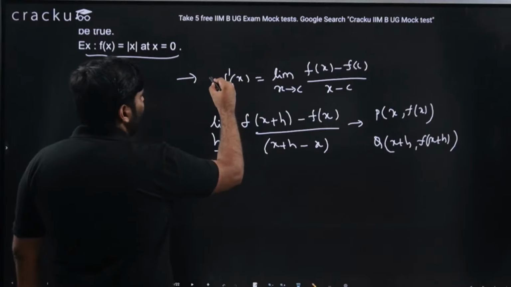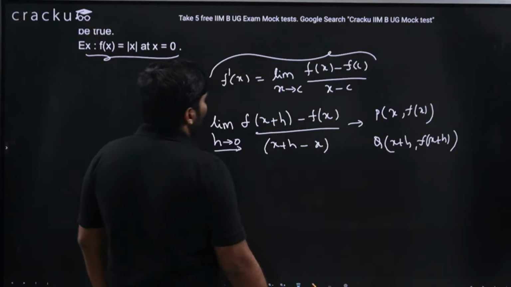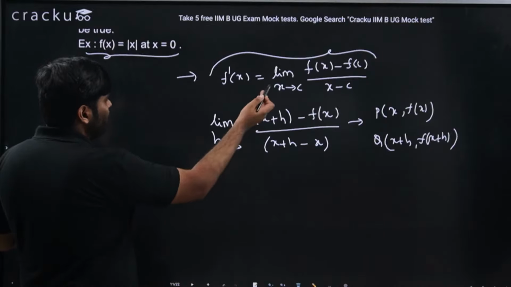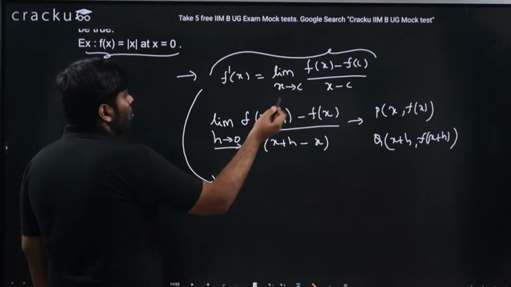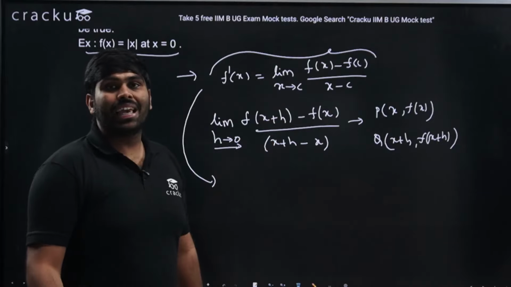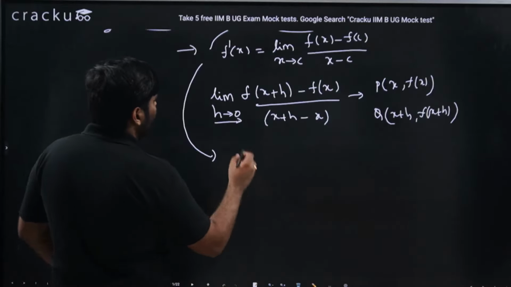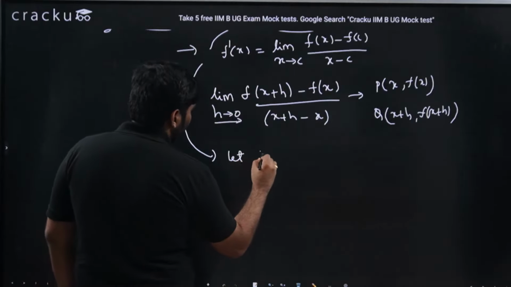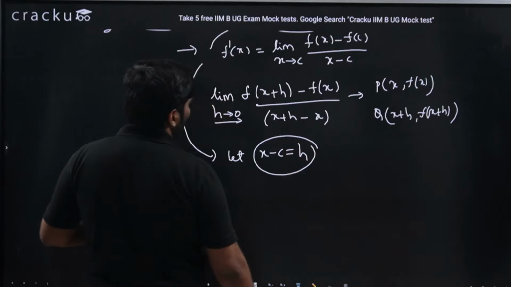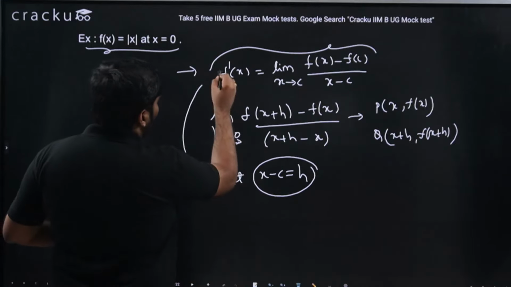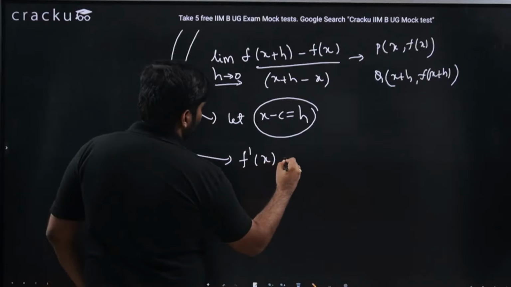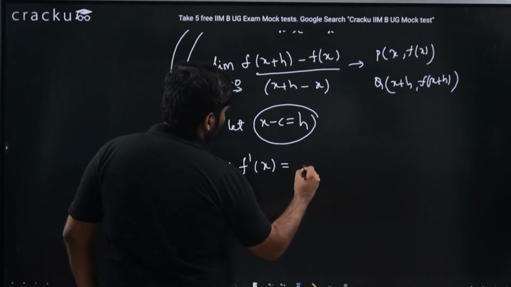So if you see this f dash of c, saying that x is tending to c, then this is f dash of x. Why? Because you could also write this particular x minus c as some k. Let x minus c be h, not k. Let us see x minus c as h. Then how can I rewrite this particular thing? Let us see. f dash of x is equal to the limit x tending to c, na?